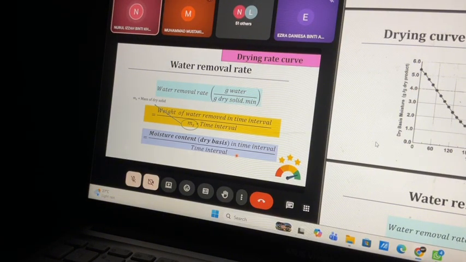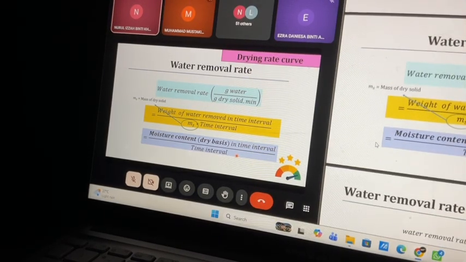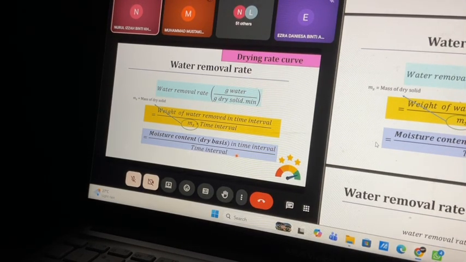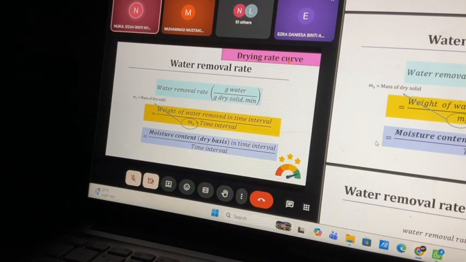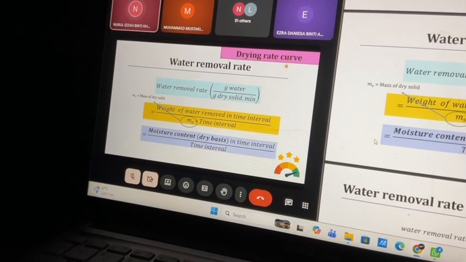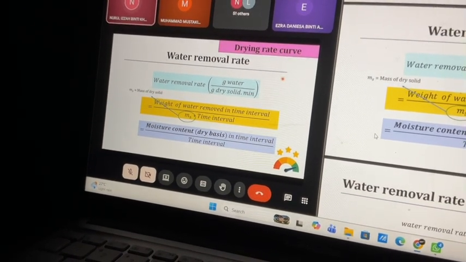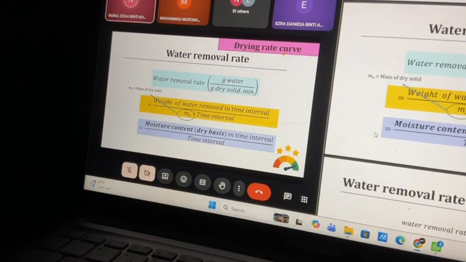Okay, so this one is the water removal rate. In the beginning, we covered the drying curve, which means water removal, moisture content versus time. So now we're going to plot another graph. We call it the drying rate curve.